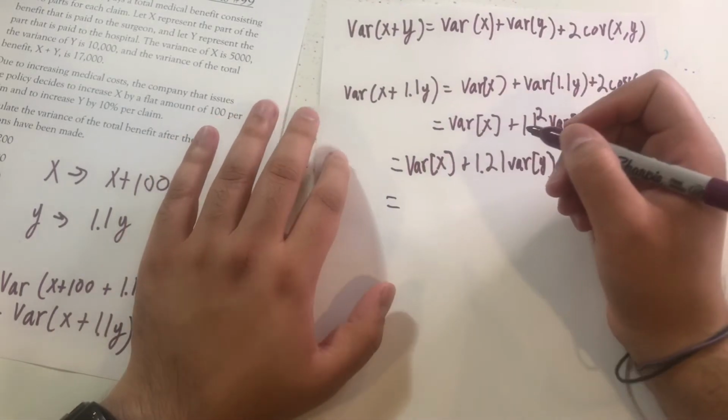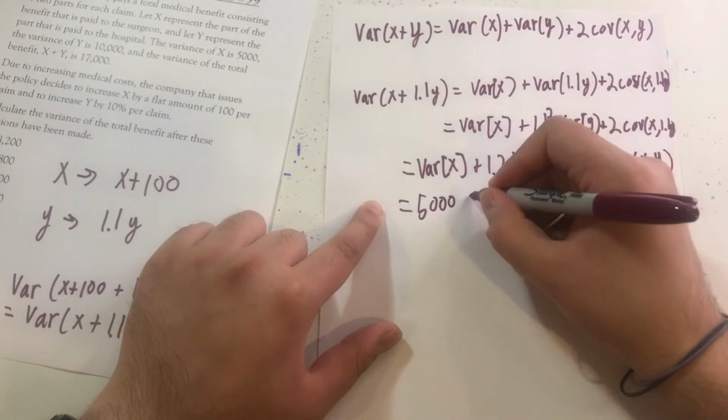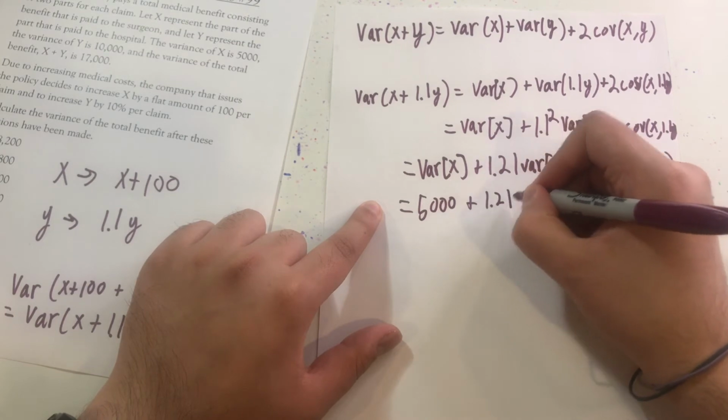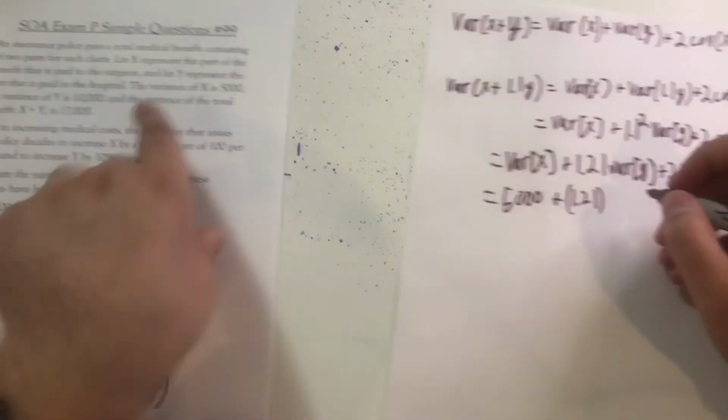I'm going to start filling in these numbers. We know the variance of X is 5,000 plus 1.21 times the variance of Y, which is 10,000.